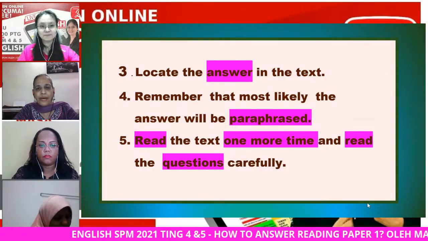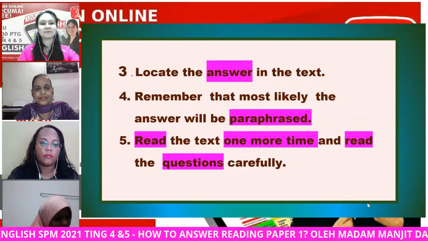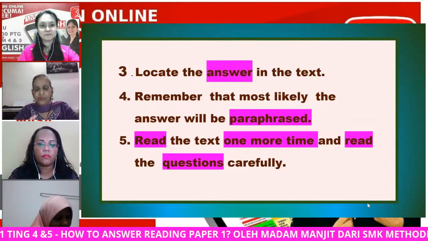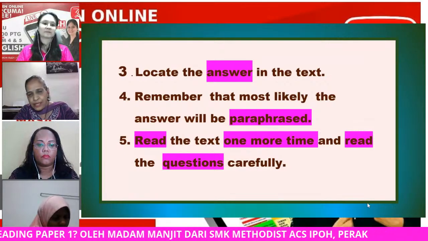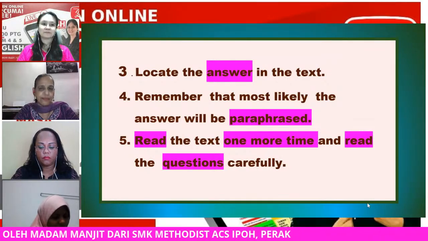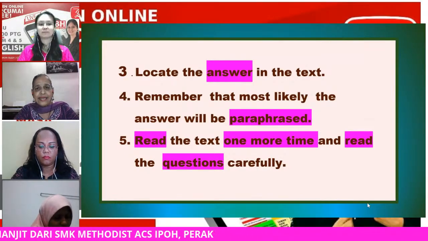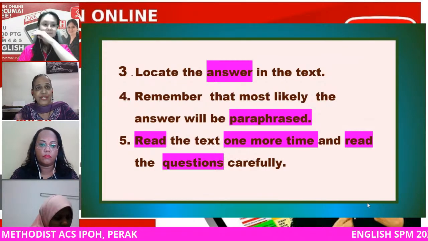Read the text one more time and read the questions carefully. Read the whole text, get the meaning. If you don't understand, read again. Then look at the question, and automatically you will get something. This is why yesterday even Cikgu Emily was telling us that we need to read a lot.